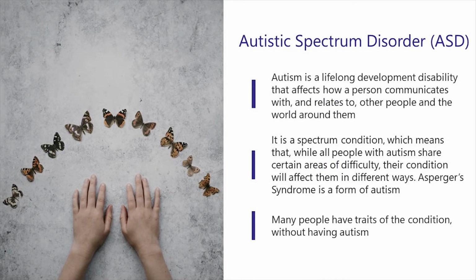So, what is autistic spectrum disorder, or ASD? Autism is a lifelong developmental disability that affects how a person communicates with and relates to other people in the world around them. It is a spectrum condition, which means that while all people with autism share certain areas of difficulty, their condition will affect them in different ways. Aspergers Syndrome is a form of autism. Many people have traits of the condition without having autism.